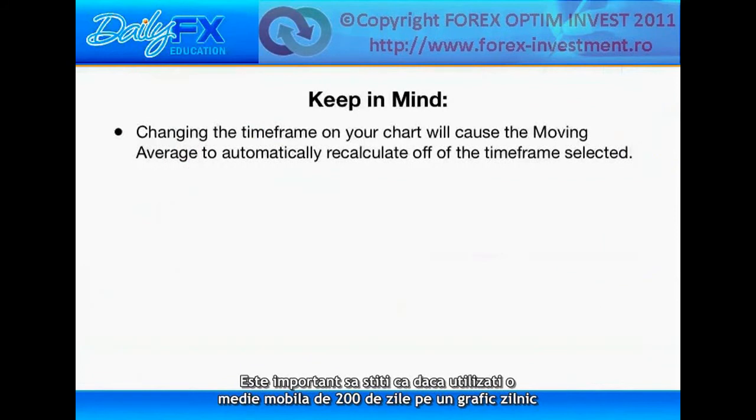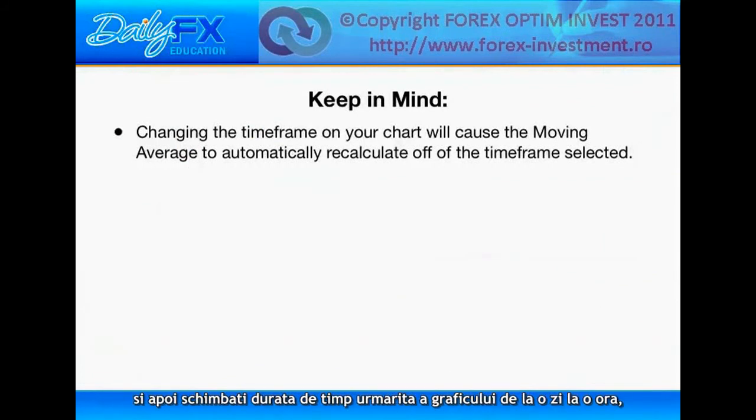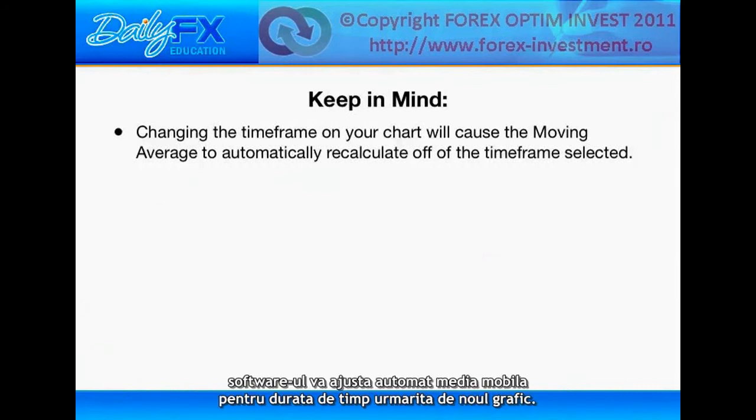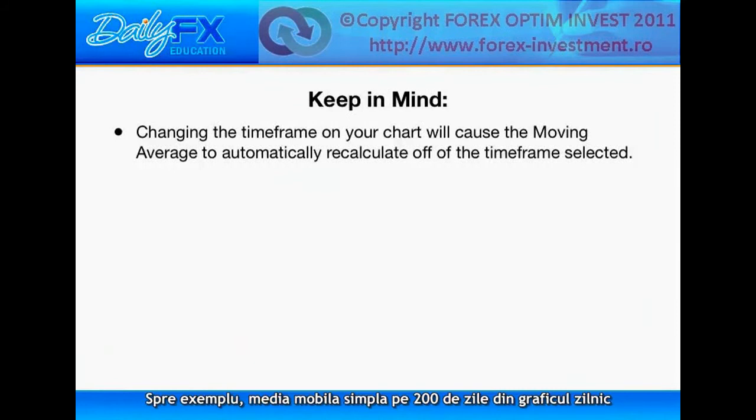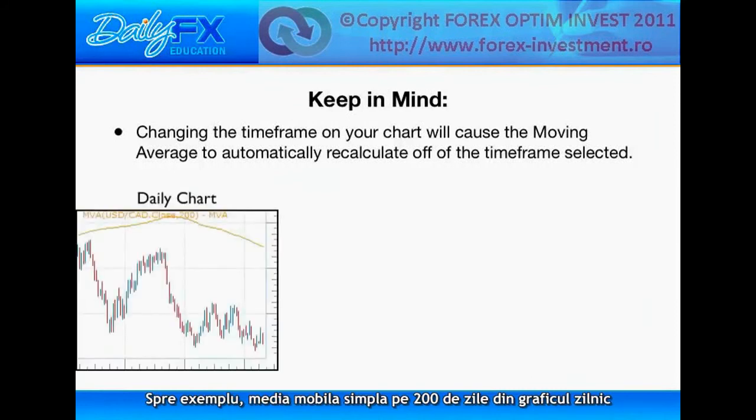It's important to note that if you plot a 200-day moving average on the daily chart, and then change the time frame to an hourly chart, the package will automatically adjust the moving average to reflect the time frame of the new chart. So for example, the 200-day simple moving average on the daily chart adds the closing price of the last 200 days and then divides that sum by 200. That number represents the current value of the indicator.